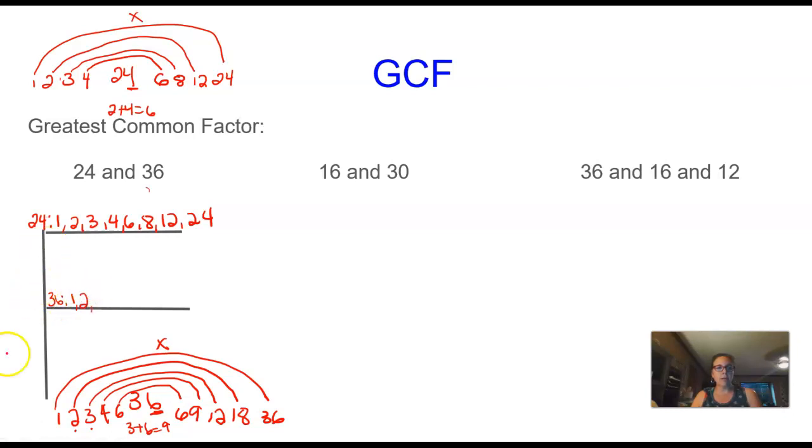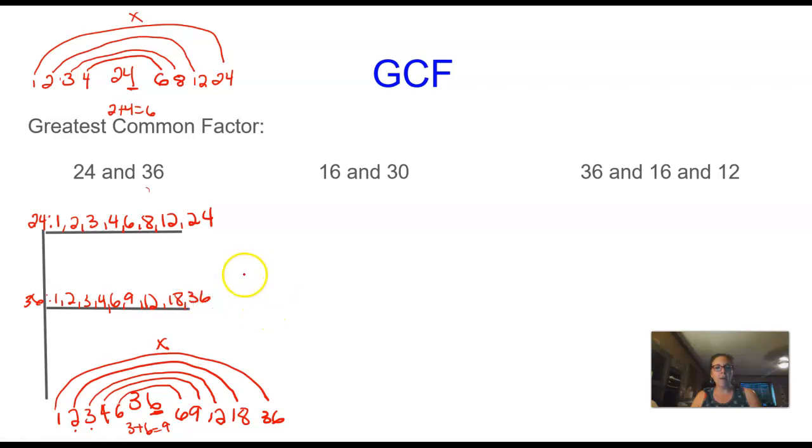So our factors of 36 are 1, 2, 3. I probably should have put that here. Let's do that. Why did I put it on this side? Let's put the 36 over here. So it's going to be 1, 2, 3, 4, 6, 9, 12, 18, and 36.